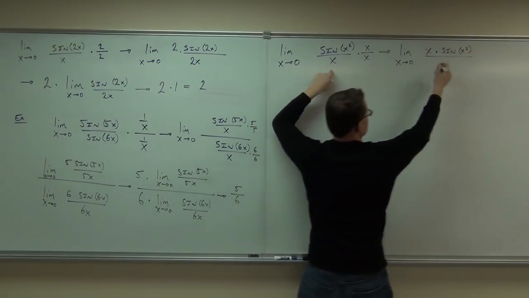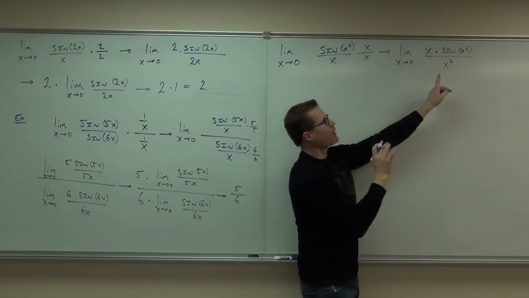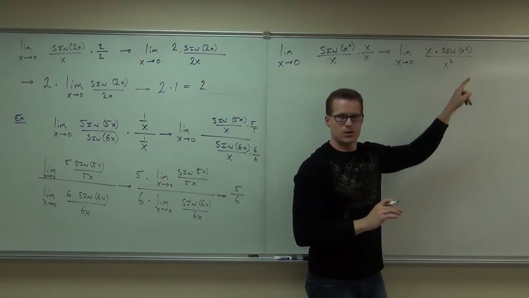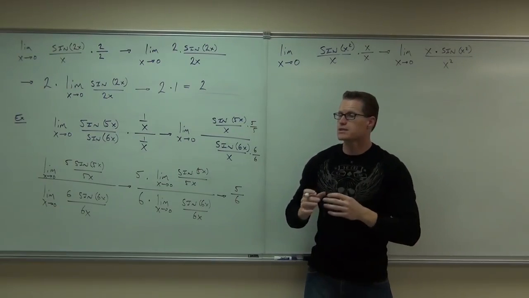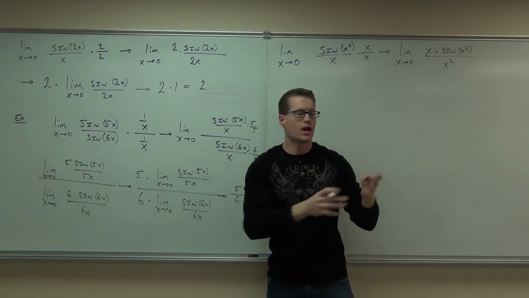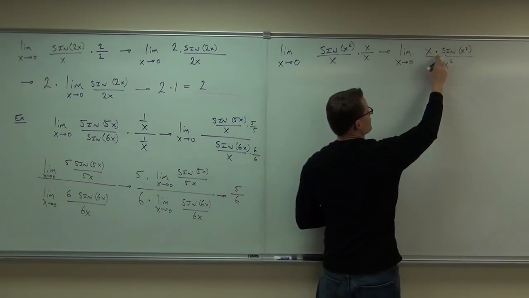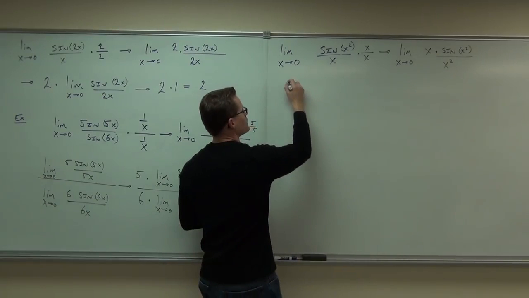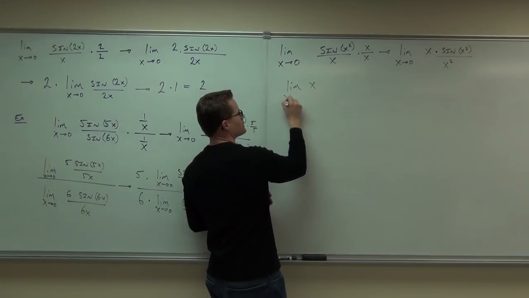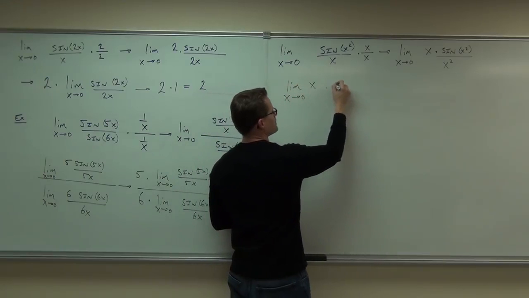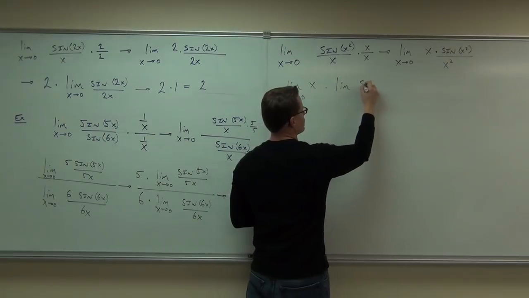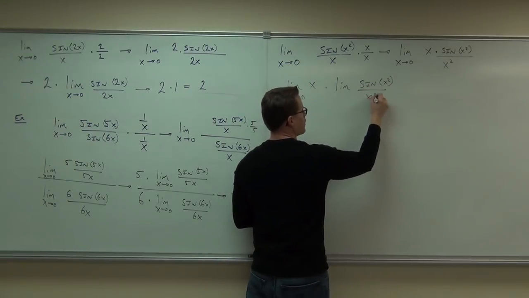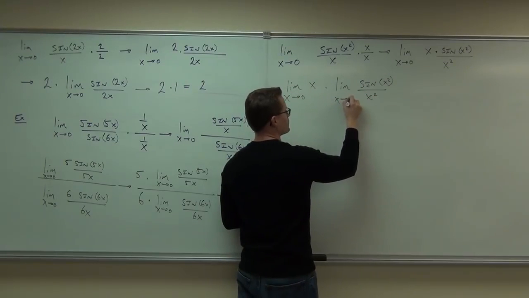But these two, yes, that's what I want, because I want that angle and that denominator to be exactly the same. You all right with this so far? Now, because limits are separable by multiplication, I can say, well, this is just multiplication. I can separate off a limit of x. So this would be a limit of x as x approaches 0 times a limit of sine x squared over x squared as x approaches 0.